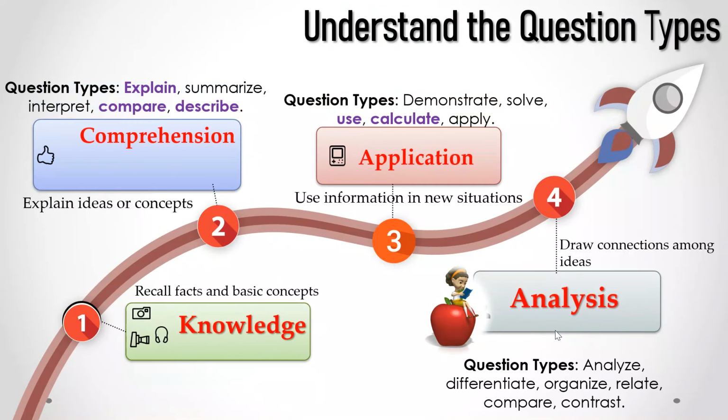We need to understand the question types very well. Knowledge questions are recalling of facts, or we want you to give some basic concepts. You expect questions like define, list, name, identify, state, or what is. Those are the knowledge questions. When it comes to comprehension, we want you to explain ideas or concepts you are comprehending. You expect questions like explain, summarize, interpret, compare, or describe.